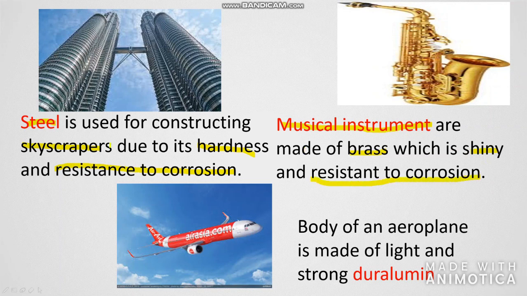Next, body of an aeroplane is made of light and strong duralumin. Okay, disebabkan duralumin ini dia sangat ringan, so dia digunakan untuk membuat badan kapal terbang. So, duralumin, the major component in duralumin is aluminium, remember?